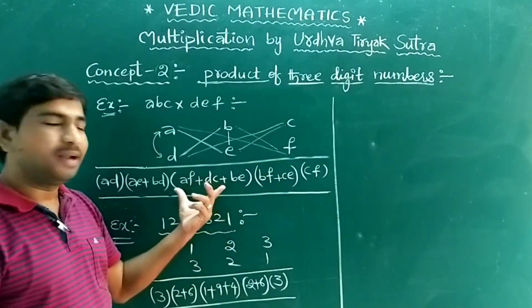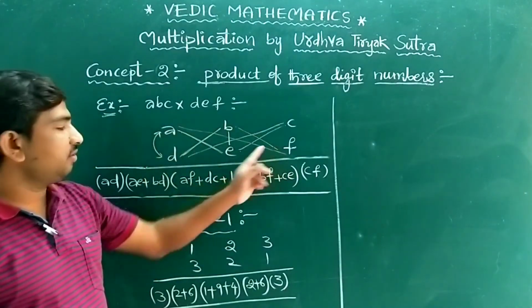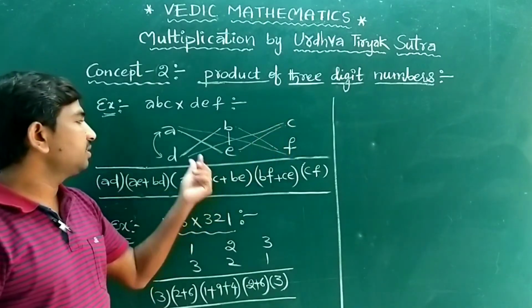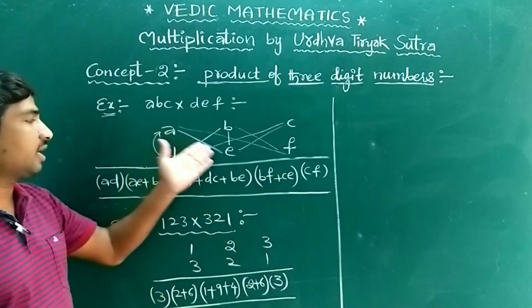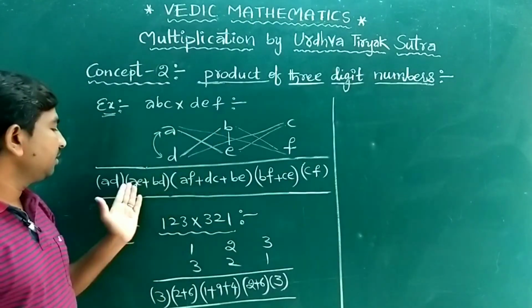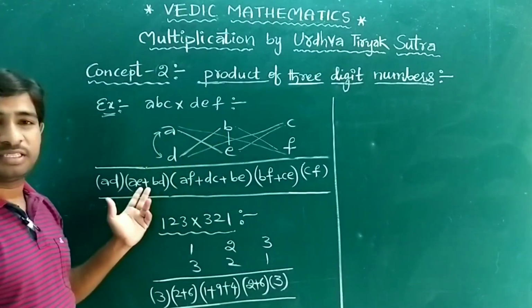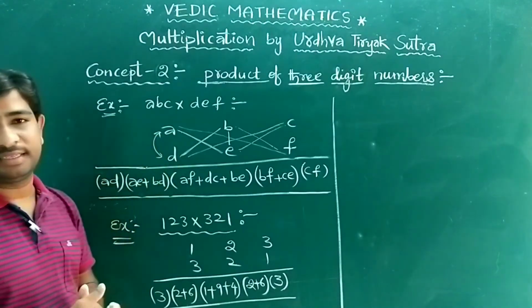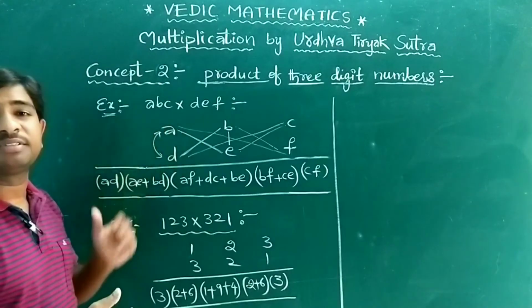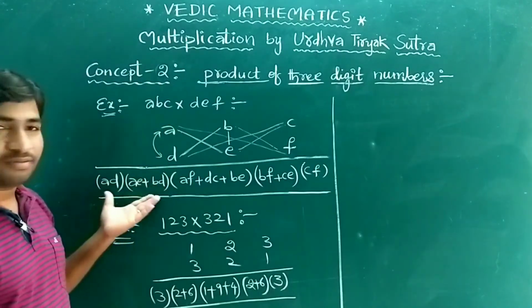And now the middle part of the answer is A into F plus D into C plus B into E. So this is the middle part of the answer. And next, by taking the cross multiplication of these two, A into E plus B into D. So this is the fourth part. And then the last one is A into D, AD. This is the product of the extremes of the left side values. So now this is the final answer.